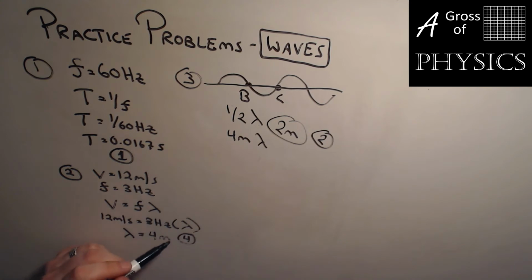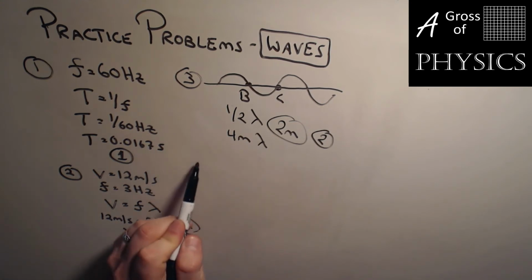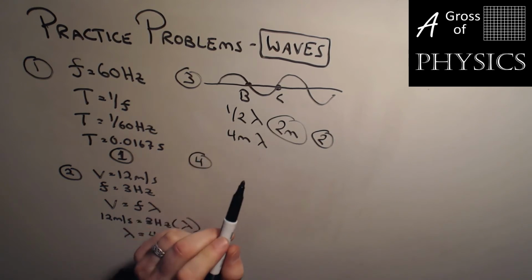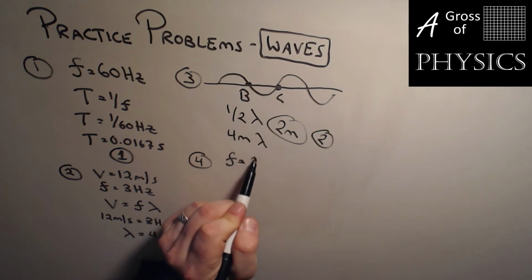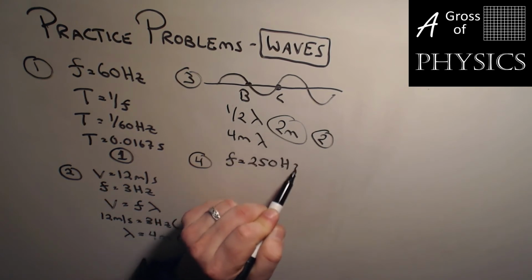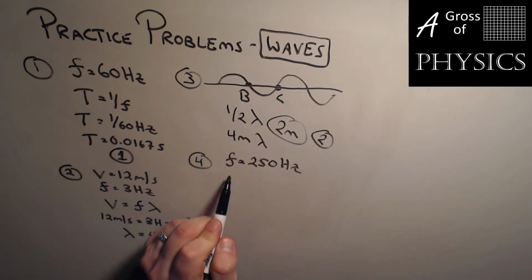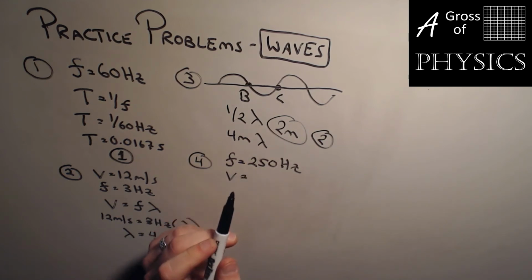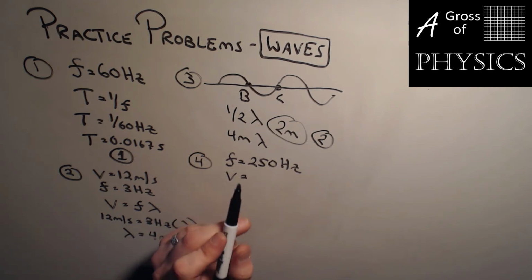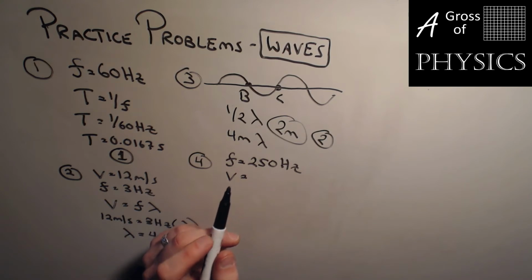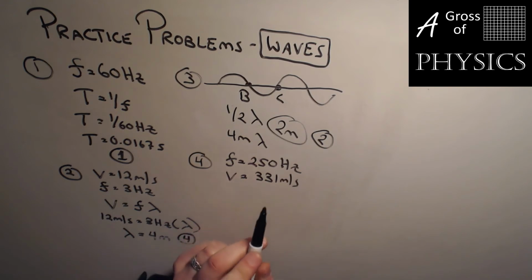Now the previous one was 4 and the answer was 4. This one's 2 and the answer is 2. I don't think it's always going to work out that way. But let's do number 4. Sound waves with a constant frequency of 250 hertz, okay, I'm going to write that, are traveling through air at STP. Now that is an indication that we're going to have to look on our reference table and look for the speed of sound in air. STP is standard temperature and pressure, and it's 331 meters per second.